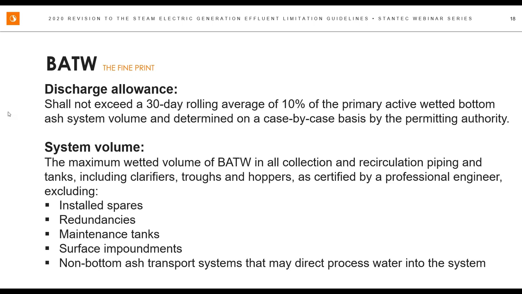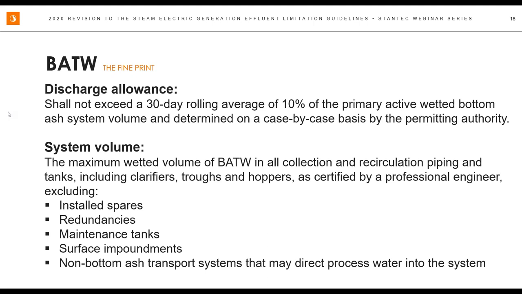allowance shall not exceed a 30-day rolling average of 10% of the primary, here we go again, primary active wetted bottom ash system volume and determined on a case-by-case basis by the permitting authority. So once again, your local permit writer has the ability to use their judgment to determine if what you think should be included in the volume of the system is actually acceptable or not.